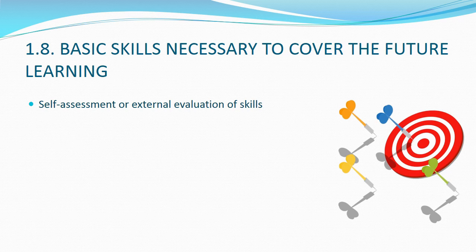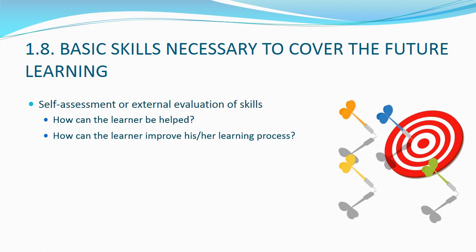In order to assess the skills needed to be covered in future learning, self-assessment or external evaluation of skills is needed. That can be done by answering questions such as, how can members of one's background, be it family, teachers, tutors, peers, help the learner or work together to coordinate his or her learning process? What are the methods or learning patterns that the learner can follow or apply to improve his or her current learning process?